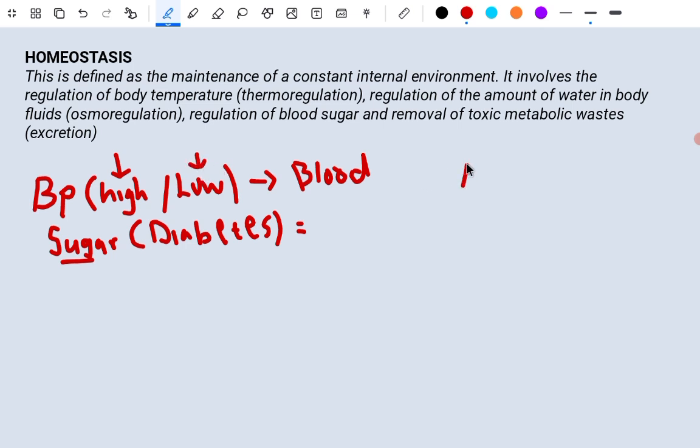So you have what we call the normal state. The normal state is simply the normal environment, or what we call a homeostatic environment. So normal, we call this homeostatic. We are just going to call this homeostatic.